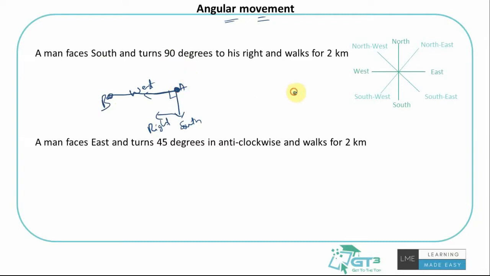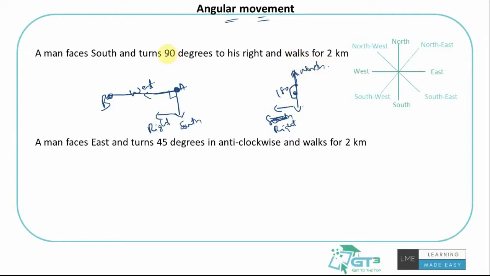If I say a person is facing south and turned 180 degrees to his right, that means the person is now, this is 180 degrees, right, to his south. So he was facing south, and he turned 180 degrees to the right. That means he must now be facing north.